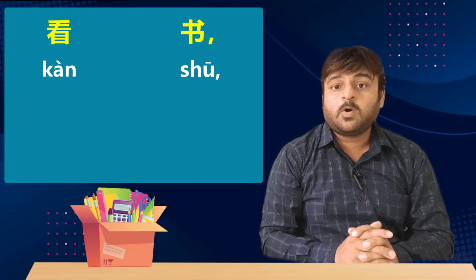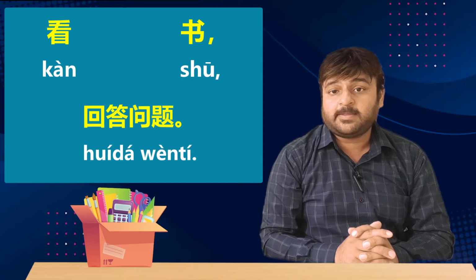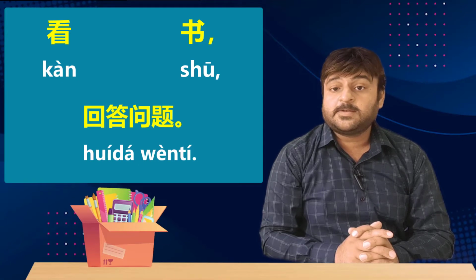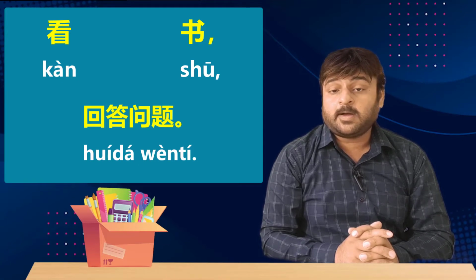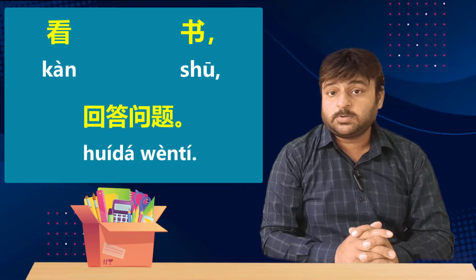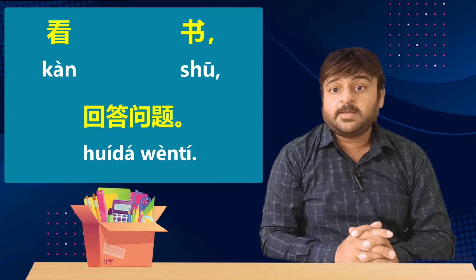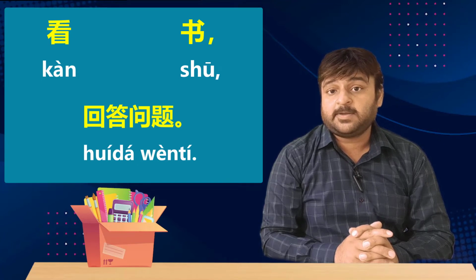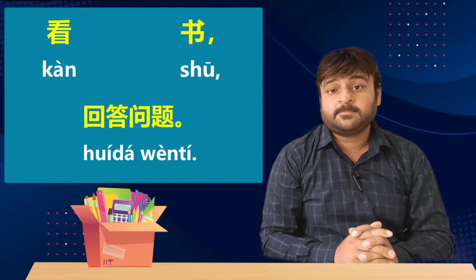Moving on to the next word in the box. 看 to see. 书 book. 回答 answer. 问题 question. Children look at the book and answer questions, or children are answering questions looking at the book. 看书回答问题。孩子们看着书回答问题。着 denoting a happening event or happening action. Children are answering the question by looking at the book.